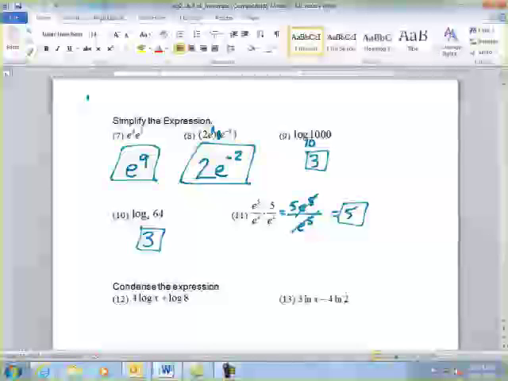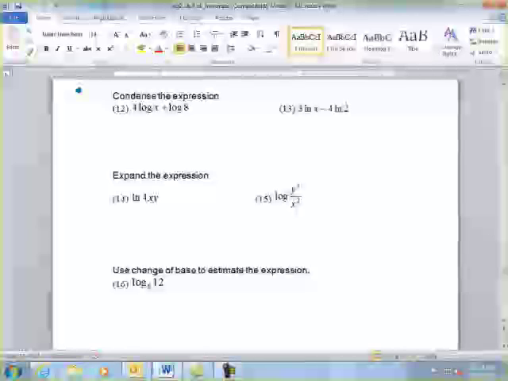Questions on simplifying? Going to apply 3 different properties, possibly. We won't do all of them on every question, but there are 3 properties that can be applied. The goal of condensing is to take multiple lengths.